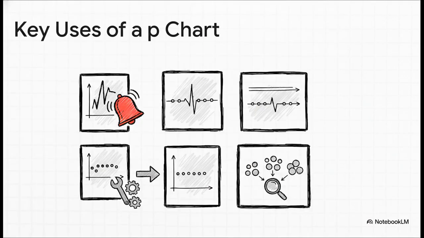So where do you actually use this thing? Well, first, think of it as an early warning system. It'll catch a sudden spike in defects immediately. Second, it lets you monitor if your process is stable and consistent day to day. Third, it's perfect for proving that a change you made, like installing a new machine, actually improved things. And maybe the best part, it's designed to handle situations where your sample sizes are all over the place, which, let's be honest, happens all the time in the real world.